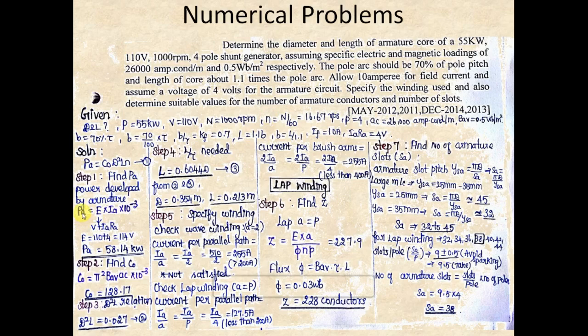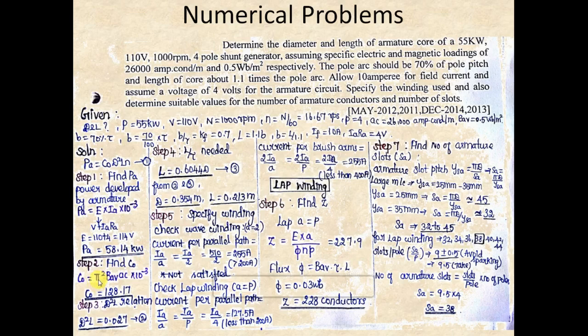So in order to get the value of Pa, we need to find the value of Eg. It is the voltage which is induced in the armature. It can be easily determined from the terminal voltage and the voltage drop occurring in the armature, that is E is equal to V plus IaRa. Once after determining the generated EMF and armature current, make the substitutions here and you can easily find the value of armature power developed, and it is found here as 58.14 kilowatt.